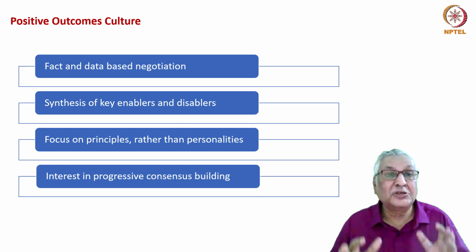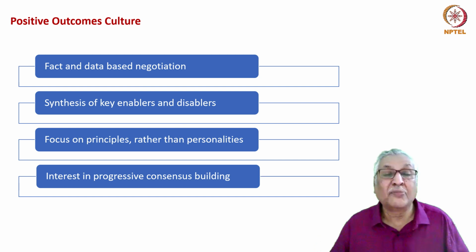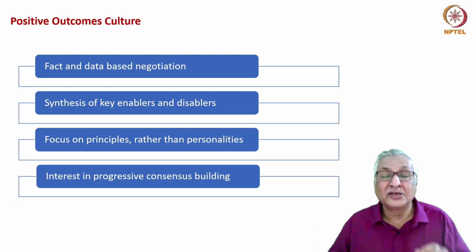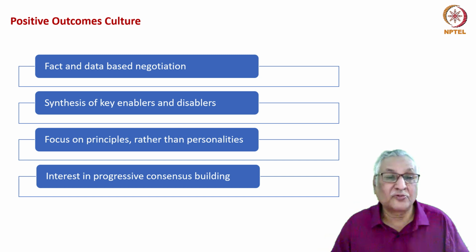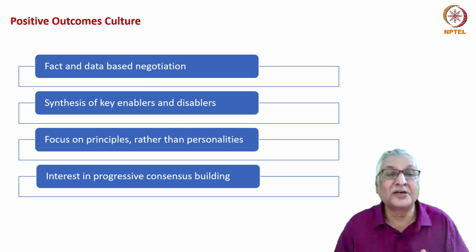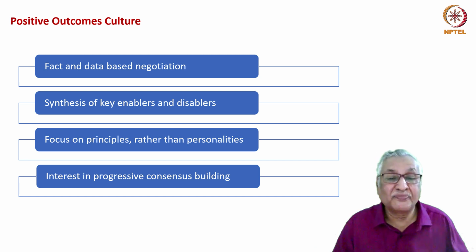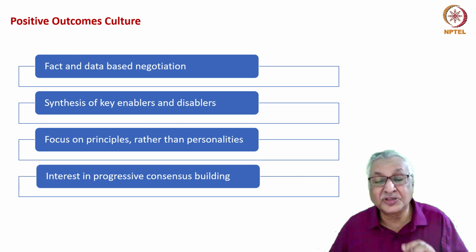There must be a positive outcomes culture. Businesses exist to achieve results. Therefore, for every activity we undertake, there must be an outcome. But this outcome cannot be driven through aggression. It cannot be driven through task orientation alone. The outcomes culture, which is positive, has the four following facets. It will be fact and data based negotiation. It will be a synthesis of key enablers and disablers. You should focus on principles rather than on personalities, and there should be interest in progressive consensus building.